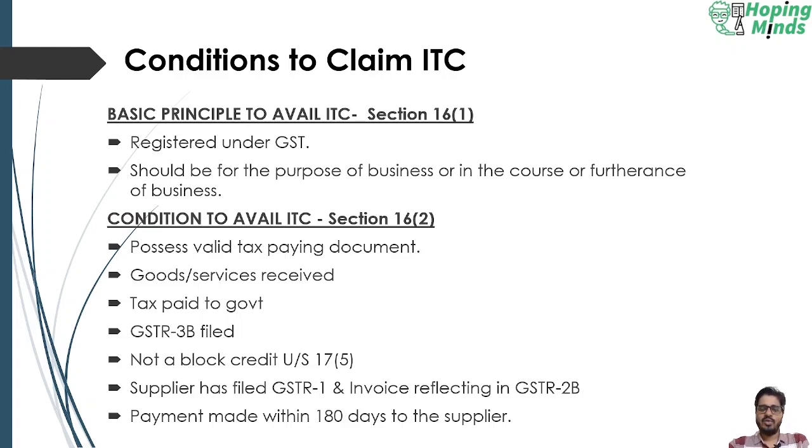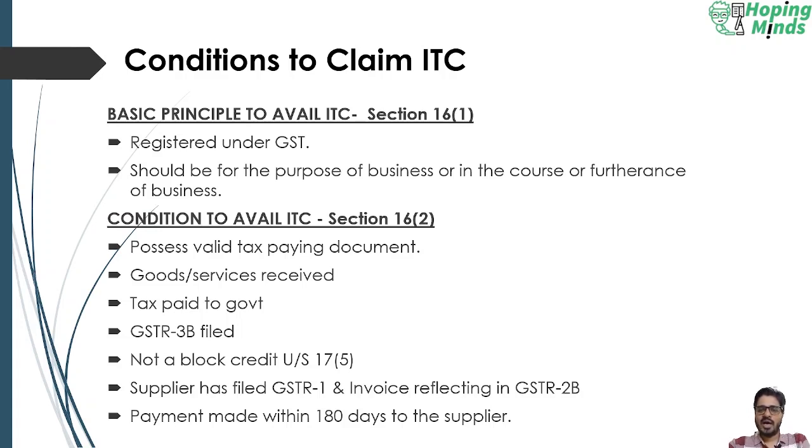So taxes paid to government. The supplier must pay the GST amount to the government through GSTR 3B. So the next point is GSTR 3B must be filed. So the supplier must file GSTR 3B to remit the taxes to the government. Also, the buyer who is intending to avail the input tax credit must file GSTR 3B so as to claim the input tax credit. Then not a block credit.